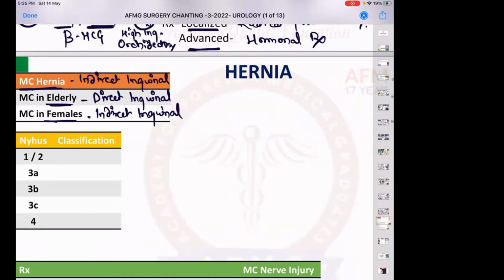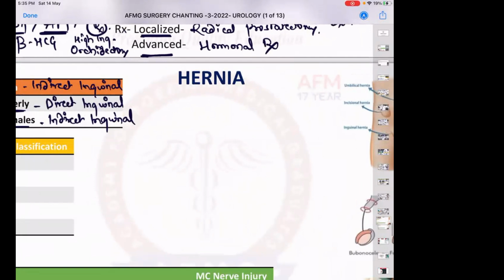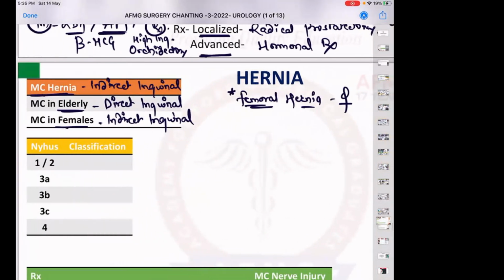Whoever is thinking femoral, please remove it from your mind. The statement is that the most common hernia in males and females is indirect inguinal hernia. But if they ask you which sex is more commonly affected with femoral hernia, then the answer would be females. Femoral hernia is more common in females, but it is not the most common type of hernia in females. The most common type in females is the indirect inguinal hernia, but femoral hernia is more commonly seen in females.